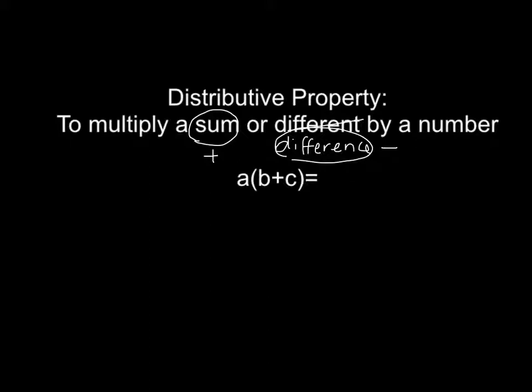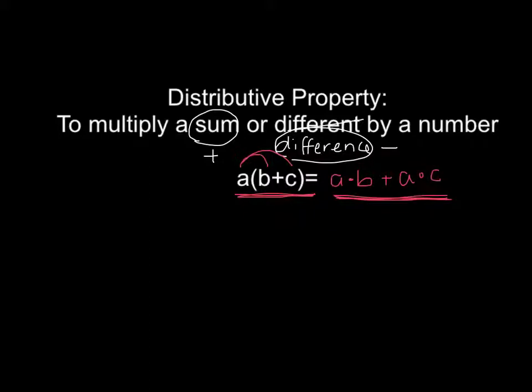So here is an example. This is very, very basic and super general. We have A times the quantity B plus C. So essentially this concept right here is equivalent to us saying A times B plus A times C. These are equivalent.